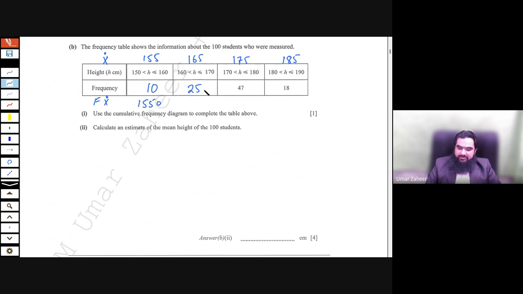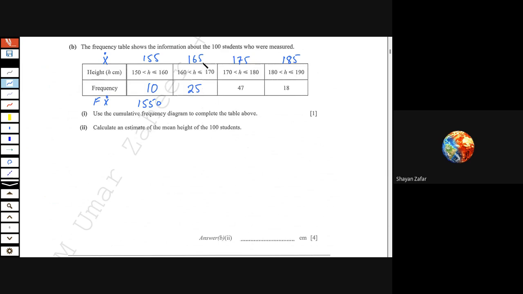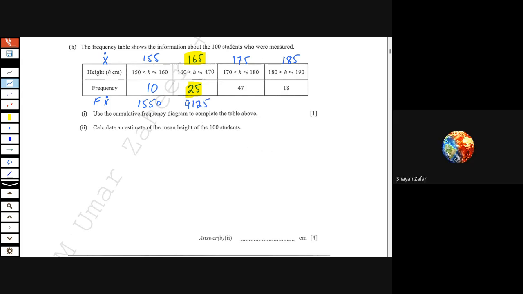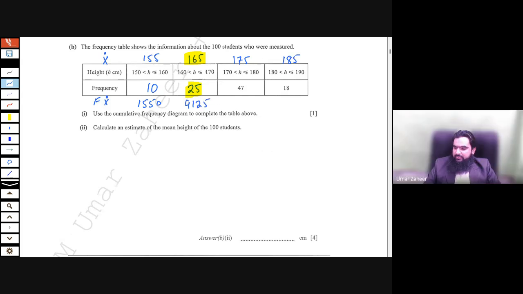165 multiplied by 25. Yes, sir, can you say that again? I can't hear you. I'm saying that you multiply these two values. You have to multiply the values. 165 multiplied by 25 is 4125. Yes, do the multiplication next.